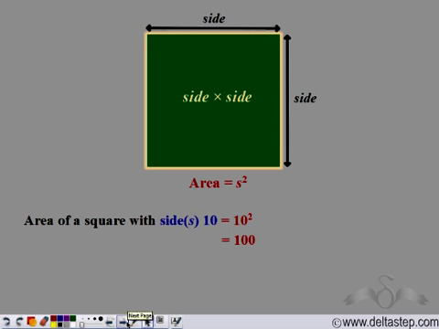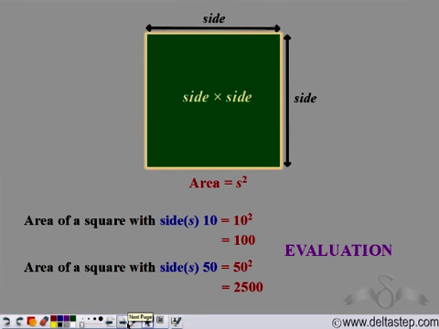We can simply substitute the value of 10 in place of S in this formula. So instead of S square, we write 10 square and we get the area of the square with side 10 units as 100. Now, if we have to calculate the area of a square with side 50 units, then instead of S, we write 50. So S square becomes 50 square. Area is given by 50 square. So it becomes 2500. And this process is called evaluation.